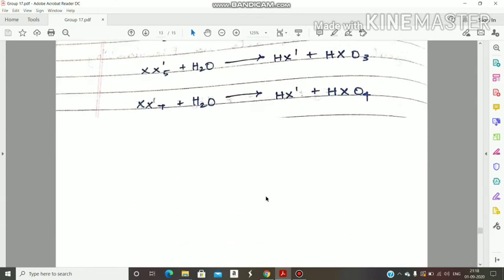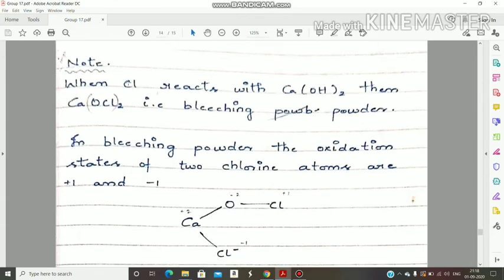Next, note, here one important point is there. Actually I have to discuss this point regarding the chlorine topic. I forgot. That is why I am discussing that point here. When chlorine reacts with Ca(OH)2, that means calcium hydroxide, then CaOCl2 will be formed. That is called bleaching powder. The formula for bleaching powder is CaOCl2, not a bracket, CaOCl2.